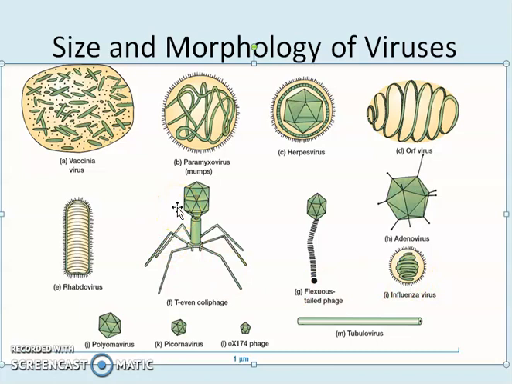So viruses, especially animal viruses and also bacteriophages, have a common morphological form, but animal viruses differ in size and shape.